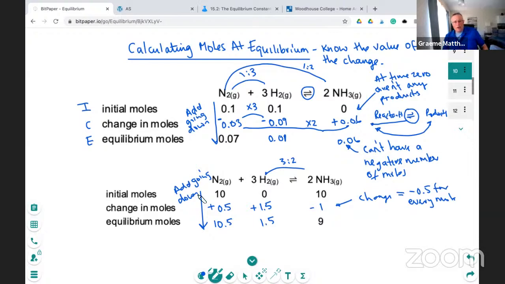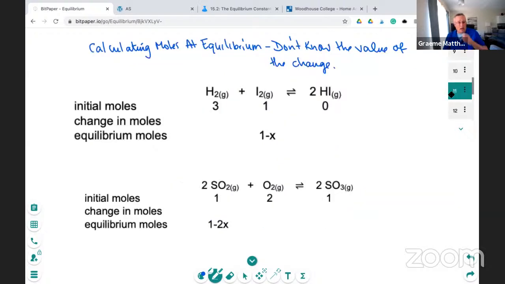Would you see this one on the exam? You could, but you're most likely going to see, if my page changes, one of these. Now on this one, you don't know the value of the change. And so now on this one, you're going to start using a variable. And well, we're not that creative. We're just going to call it X.